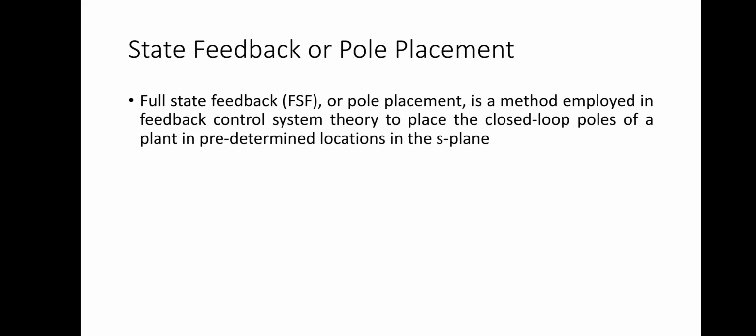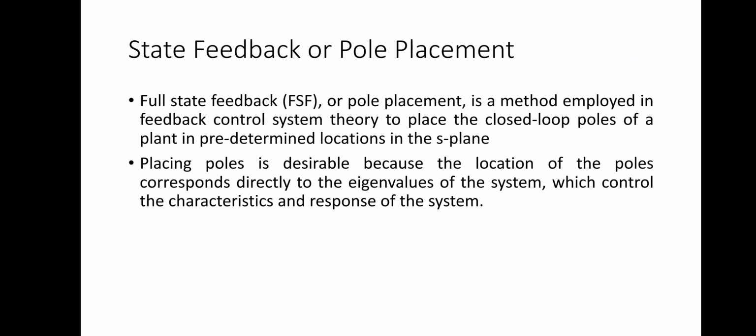Now, what is state feedback or pole placement? Full state feedback or pole placement is a method employed in feedback control system theory to place the closed loop poles of a plant or system in predetermined locations in the S-plane. Placing poles is desirable because the location of poles corresponds directly to the eigenvalues of the system, and the eigenvalues control the characteristics and response of the system.